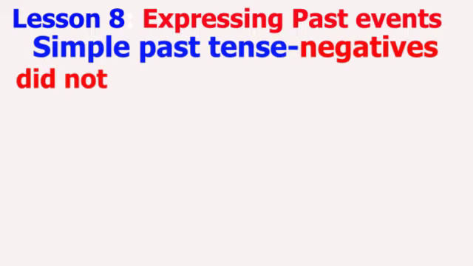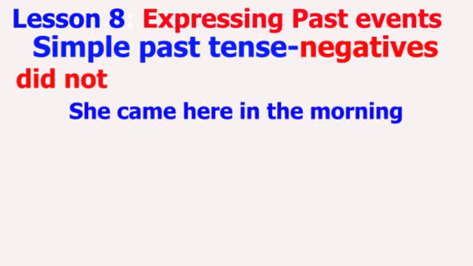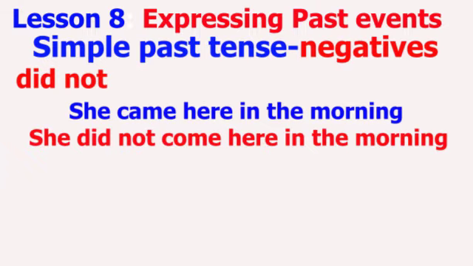For example, in the first sentence that says, she came here in the morning. She came here in the morning. What we are going to do to make that sentence negative, we are just adding did not after the subject, before the verb itself. And she came here in the morning is going to be she did not come here in the morning. As you can see, the word did not is added after the subject.